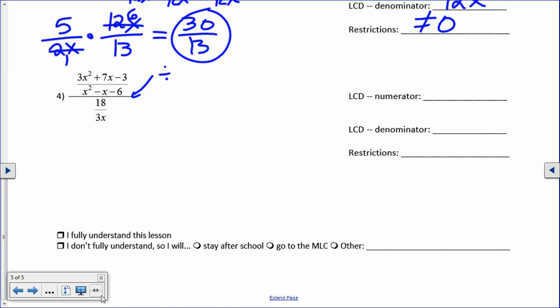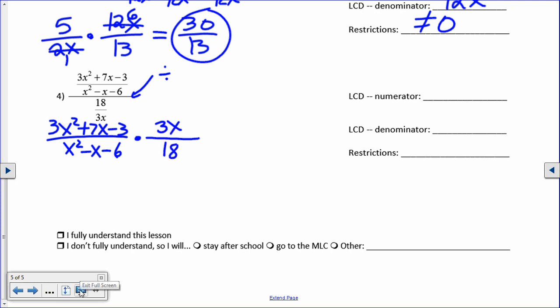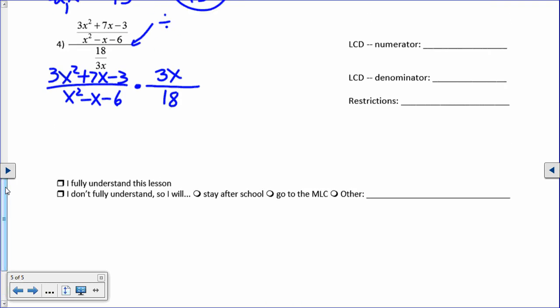So what am I going to keep? The first fraction, so 3x squared plus 7x minus 3 divided by x squared minus x minus 6. And then what does the C stand for? I'm going to change the multiplication and then flip the second fraction, or the one on the bottom, so it becomes 3x over 18. We always do this first when you see a complex fraction that's already been combined in the top and the bottom. Just get down some more room. Alright, so everybody see how we did that?